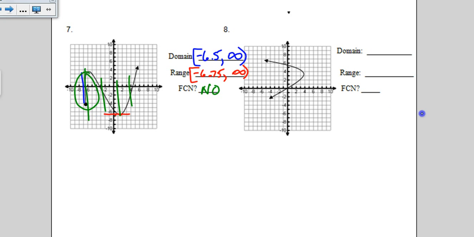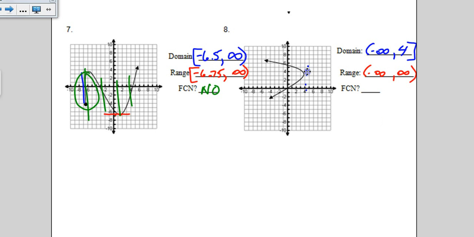Okay, and then number 8, the domain from the left to the right. So it goes forever to the left, so that would be -infinity. And then if you look at how far it travels to the right, it looks like it goes up to 4. And it actually lands on 4, so a bracket. And if you thought it was 3.75, that's fine. The range, how low to how high, well, it goes forever down and forever up. So that's -infinity to infinity.